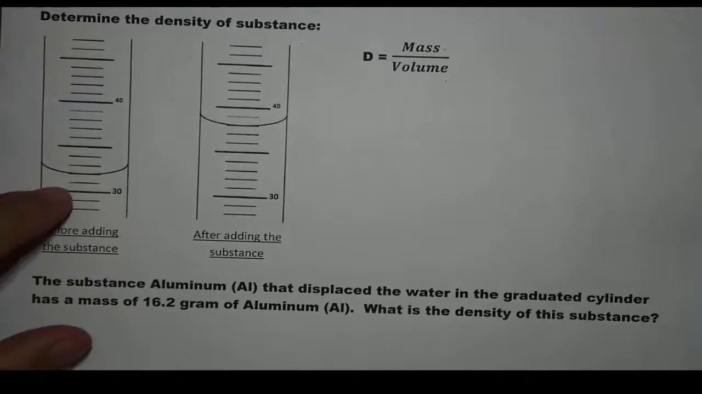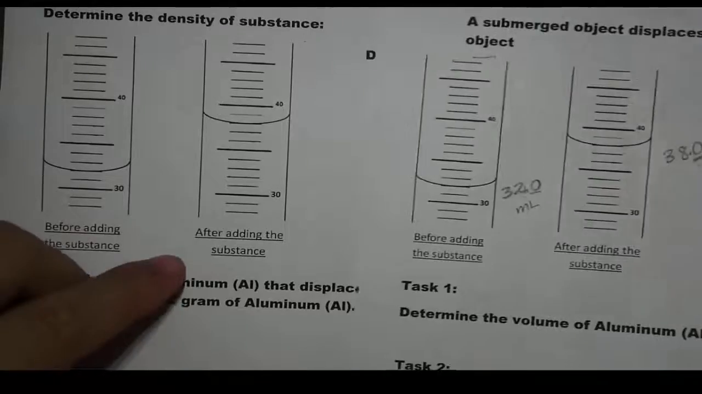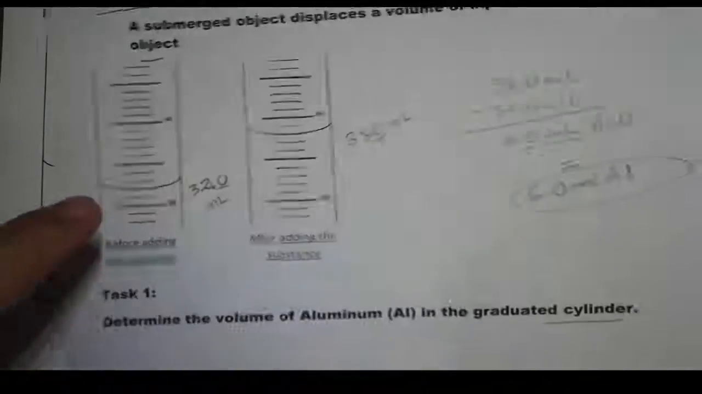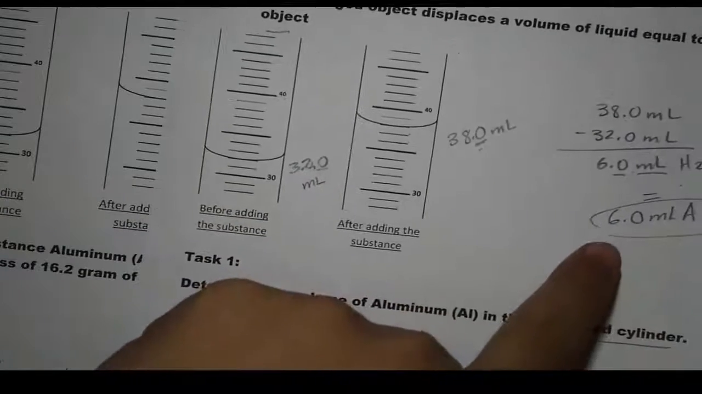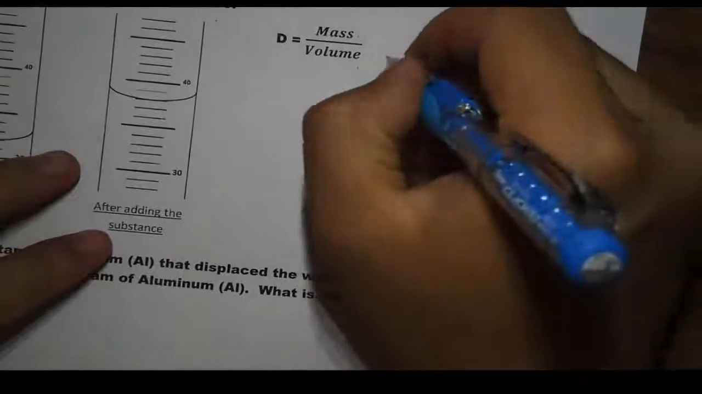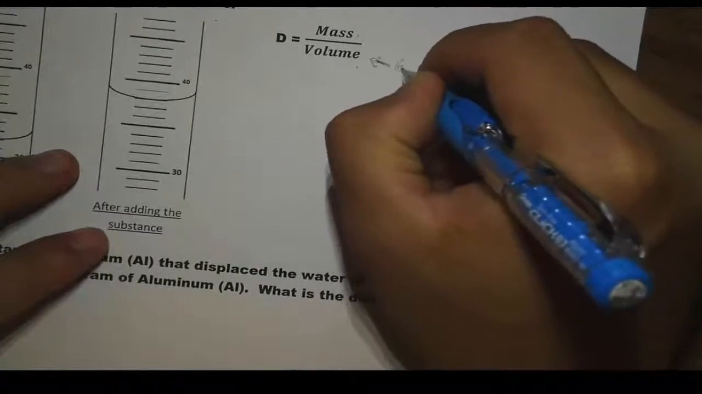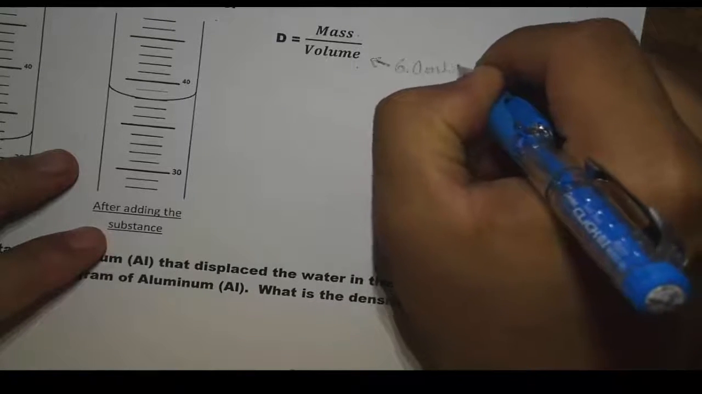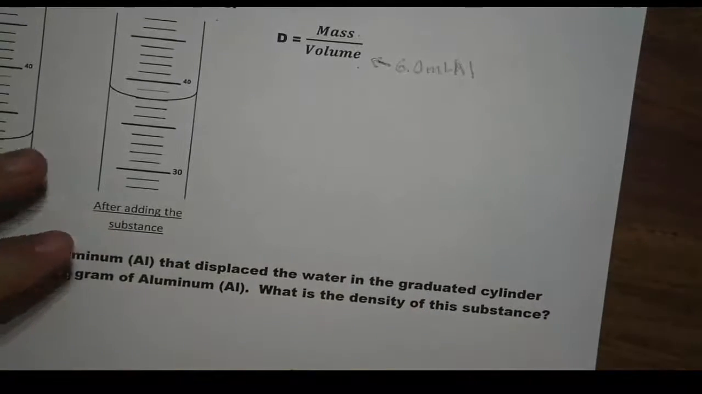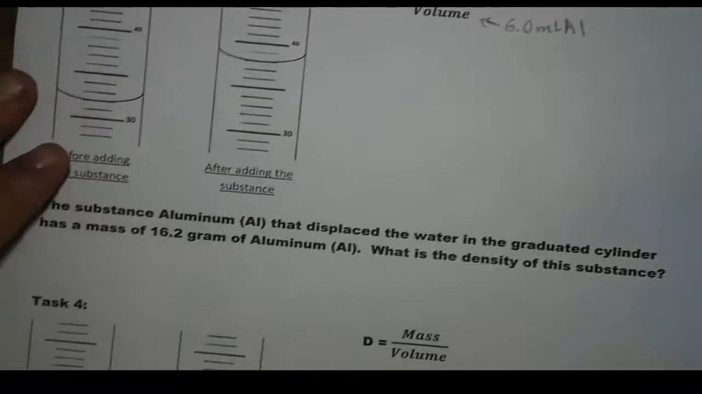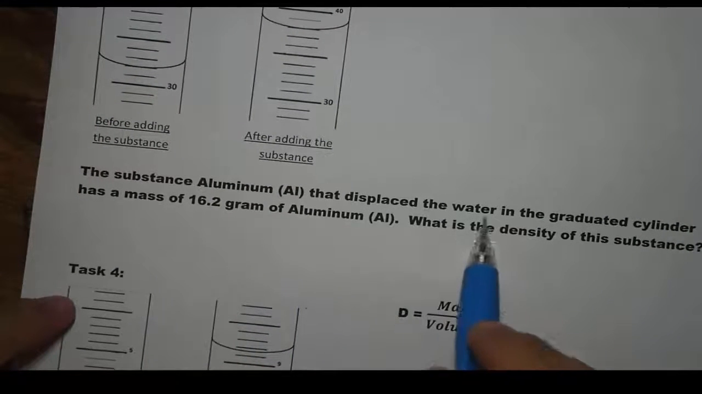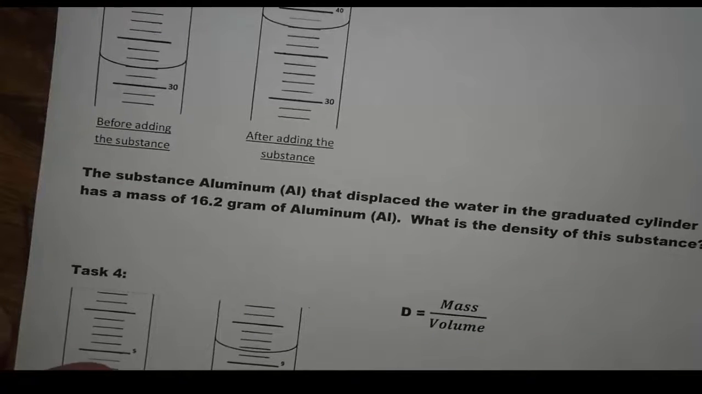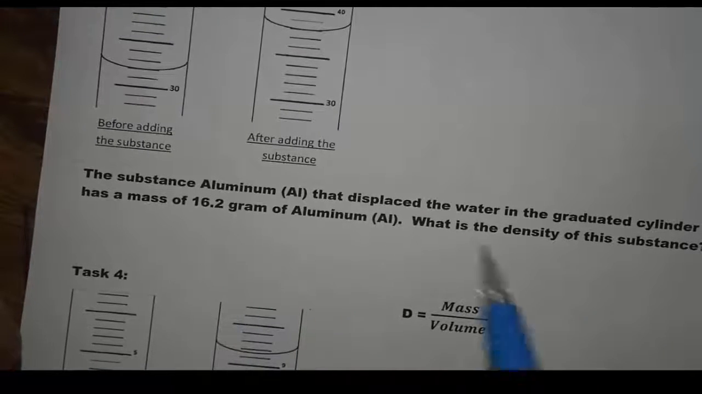And if you notice, this is the same one that we had before here. Notice how the same reading, right? So we know the volume of aluminum is 6.0 ml. And specifically, aluminum. Okay? But what about the mass? If we go to the problem, it says: a substance, aluminum, that displaces the water in the graduated cylinder has a mass of 16.2 grams of aluminum. What is the density of the substance?